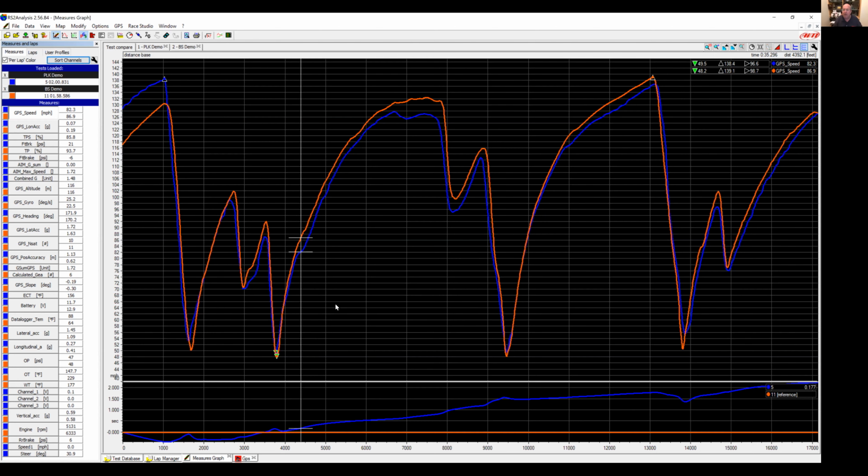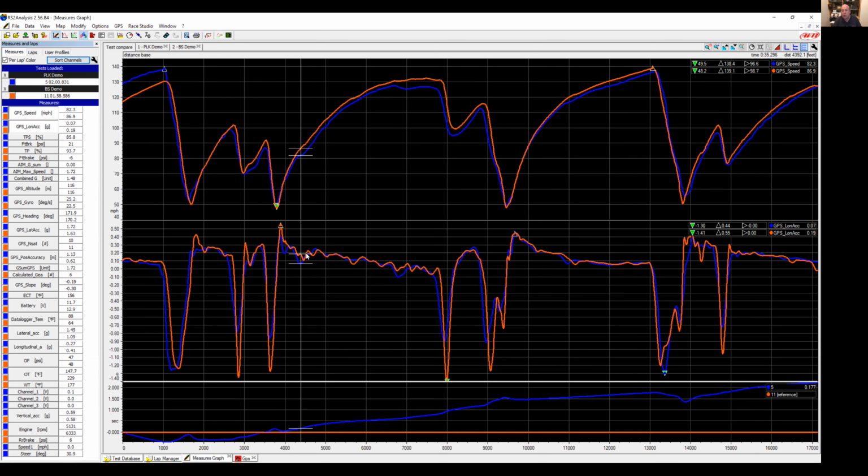right here that me in the blue car had a big lift, a little breathe in the throttle, whereas my friend Ben in the red trace, he was able to drive and power on through. So this is a really, really important thing. We're not using any sensors. We're just looking at it.